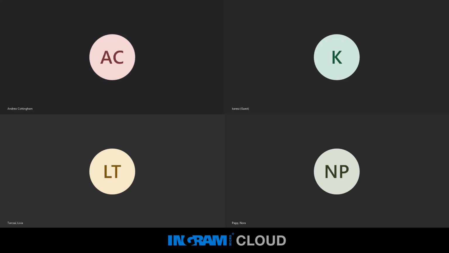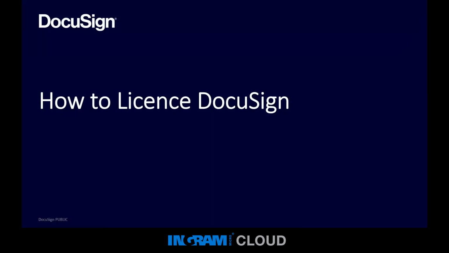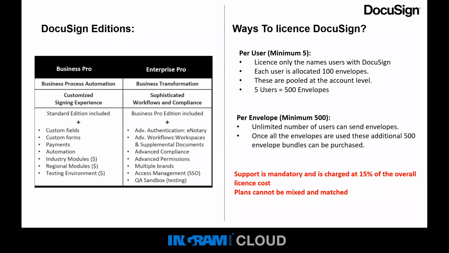So let's cover off how to license DocuSign. There are two main editions, and that is the Business Pro and the Enterprise Pro edition. The main thing for the Business Pro is adding the custom fields and custom form functionality. So a lot of the time, if you're going to be having integrations, or if you need more of a customized experience to the signing, then Business Pro is what you're going to need to go for.